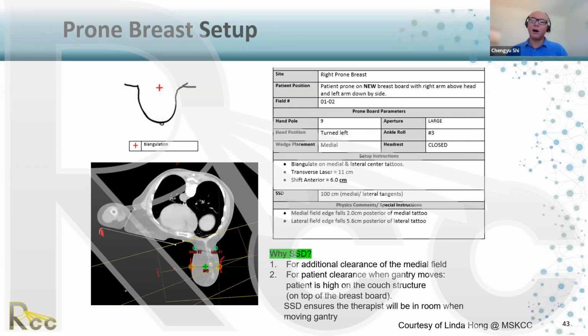And at MSK, they also readjust the laser. So the laser can tilt and irradiate from the bottom of the floor and can see it. But you don't need to do that. Most of the time, the light field can still see it.